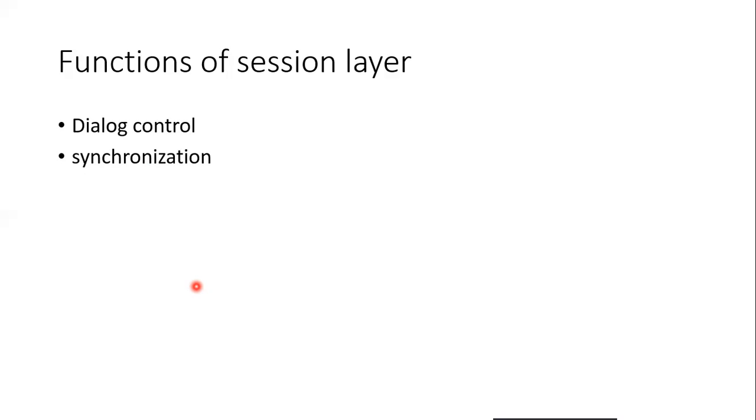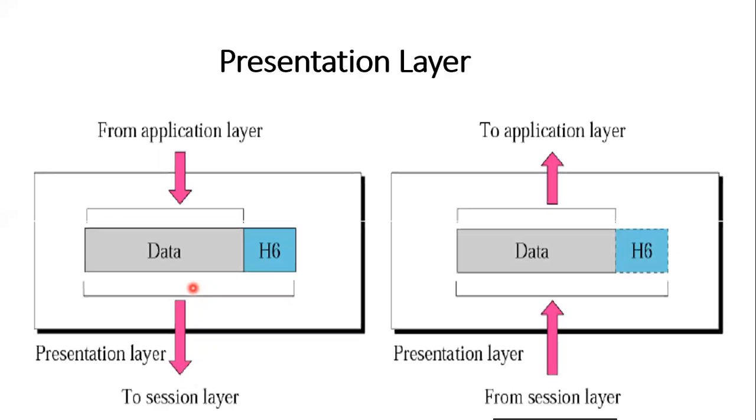Suppose a crash happens during the transmission of page number 525. Then the only pages that need to be resent after system recovery are page number 501 to 525. The previous pages we need not send, only the particular segment. So that is synchronization. Then the next one is the presentation layer.